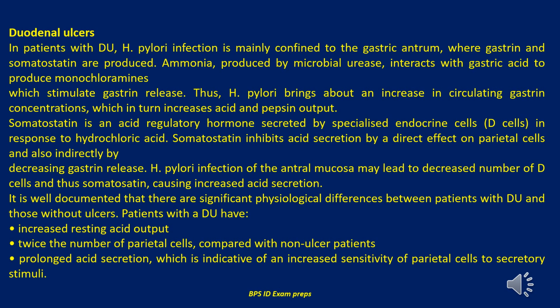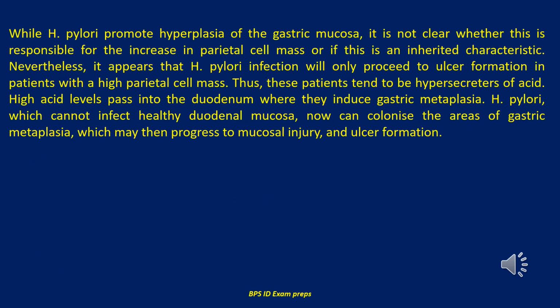Patients with a duodenal ulcer have 1. Increased resting acid output, 2. Twice the number of parietal cells, compared with non-ulcer patients. 3. Prolonged acid secretion, which is indicative of an increased sensitivity of parietal cells to secretory stimuli. While Helicobacter pylori promotes hyperplasia of the gastric mucosa, it is not clear whether this is responsible for the increase in parietal cell mass or if this is an inherited characteristic.